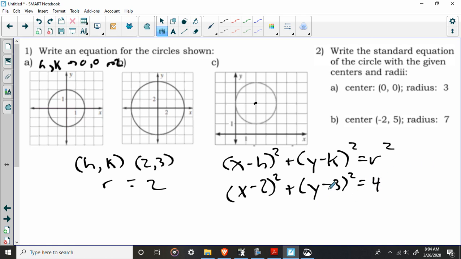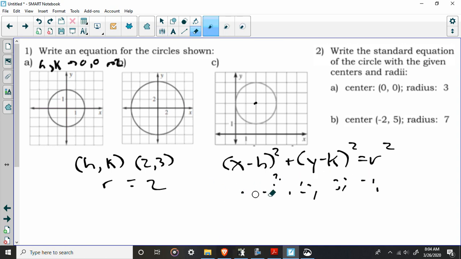Okay? So again, that's about it for those. I'll go over a few more of these, and I'm going to give you guys some work to do tonight. I'll post it on the website.